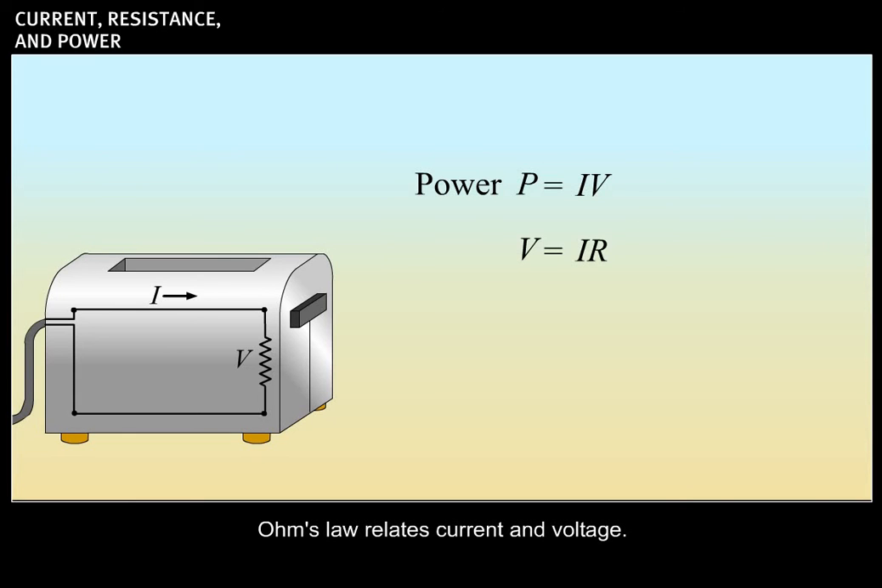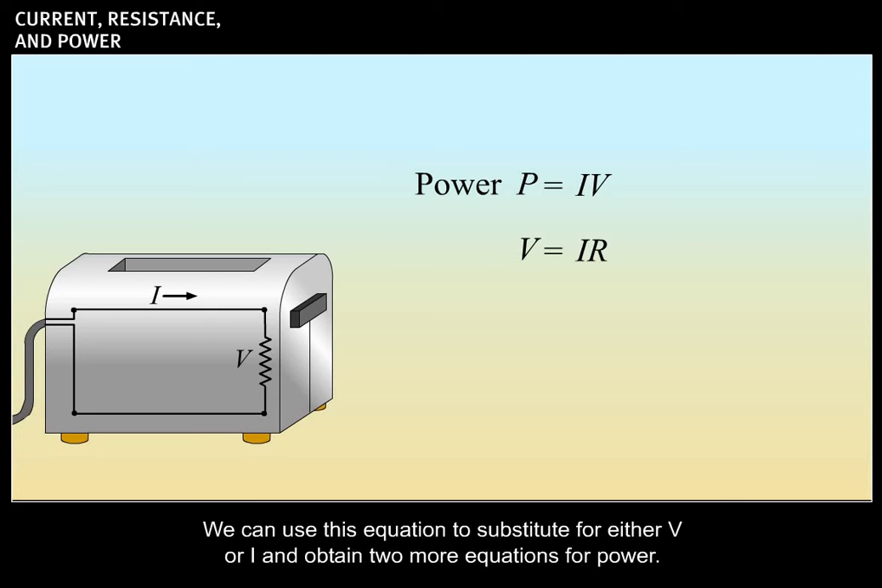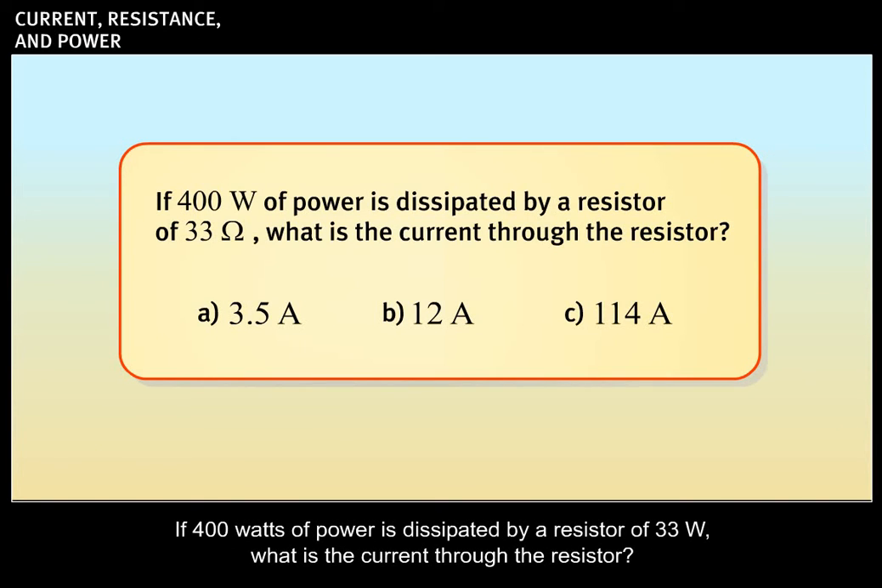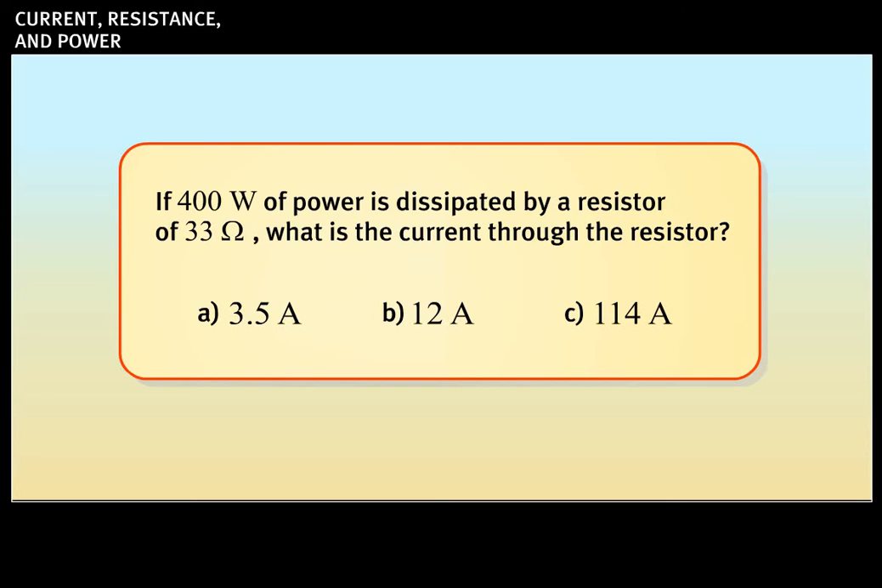Ohm's law relates current and voltage. We can use this equation to substitute for either V or I and obtain two more equations for power. If 400 watts of power is dissipated by a resistor of 33 ohms, what is the current through the resistor? Correct.